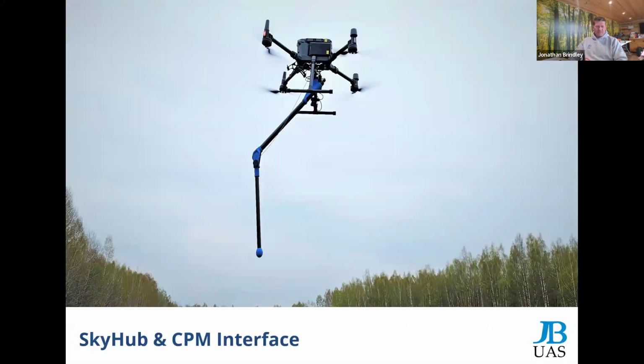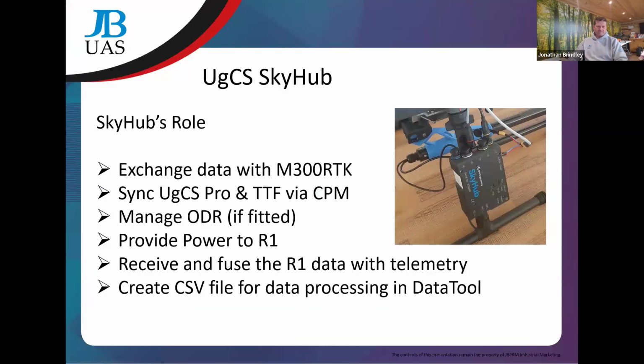So let's talk a little bit about SkyHub and the CPM interface. So what's SkyHub? Right, so SkyHub's role, it's an onboard computer, and it's talking to the M300 RTK, so it's exchanging data. It's also got a role of syncing the UgCS Pro and the terrain following. So it's bringing the two, and we'll talk about this a little bit later, so bringing software packages together and knitting it all together nicely. So it's doing a lot of the knitting.